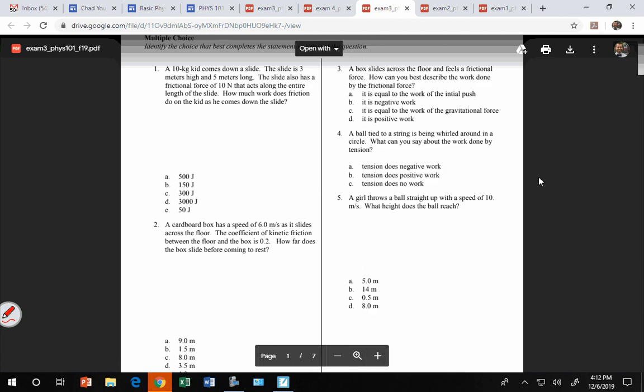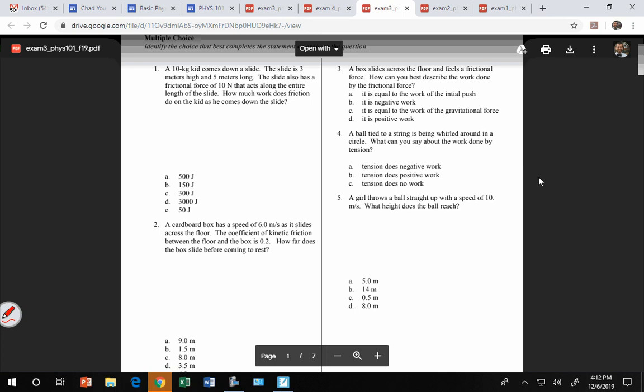Okay, exam 3. What do you want to look at? Work and energy. Numbers 1 and 2, work energy theorem. That follows over into 3. Number 5 is a conservation of energy problem. You can work it with kinematics too, but it's easier with energy. Want to look at any of those?